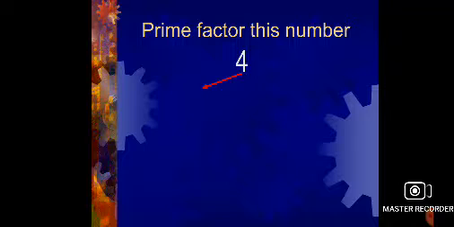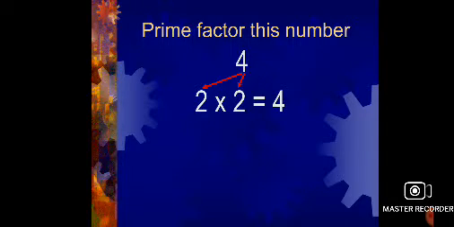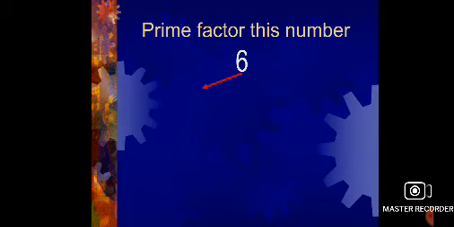Now prime factor this number, 4. That is so easy. 2 times 2 is 4. Simple and easy. And how many times is 2 coming? 2 to the power 2 gives us 4. Next, number 6. There are many other numbers which you can prime factor.